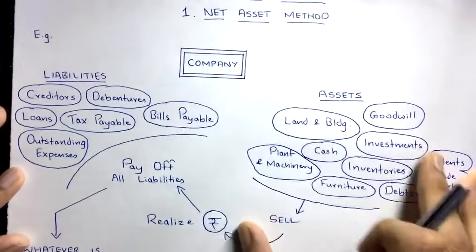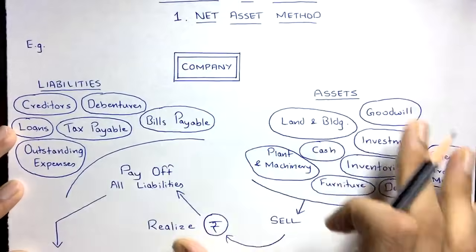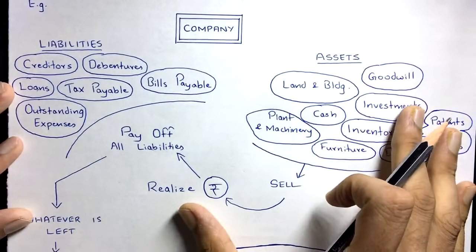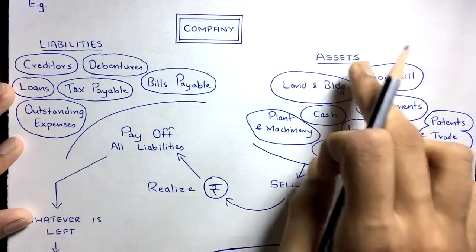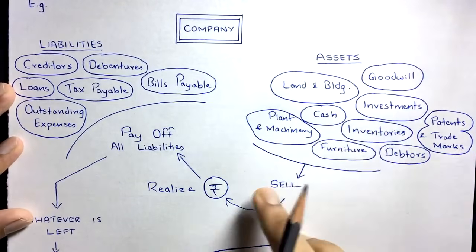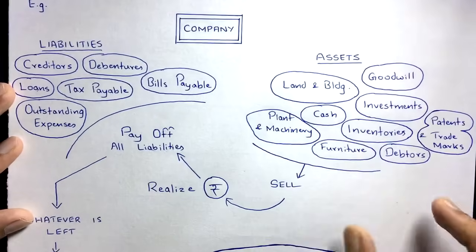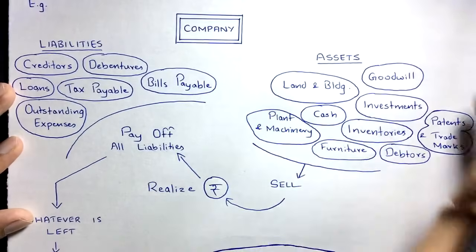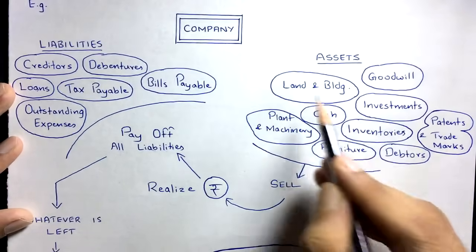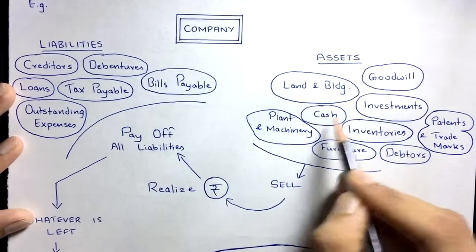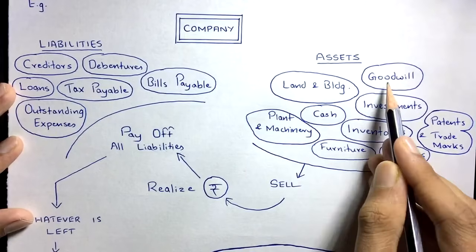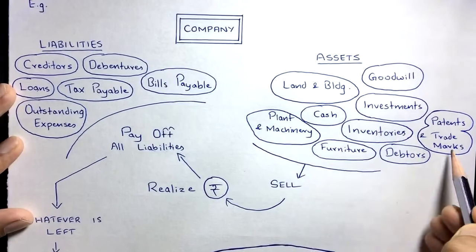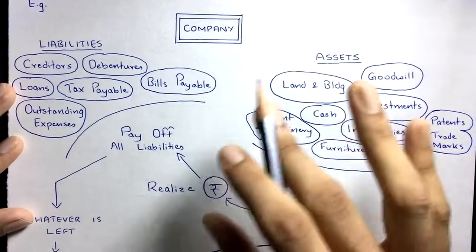So here we have to calculate net asset. This is how we are going to calculate the net asset. We are going to find out the realizable value of the assets. If we sell off the assets now in the market, how much value will we get? That is what we have to find out, and we have to take all the assets: land and building, plant and machinery, cash, investments, whether trading or non-trading. And goodwill in the balance sheet you also have to take, patents and trademarks, inventories, furniture, everything.